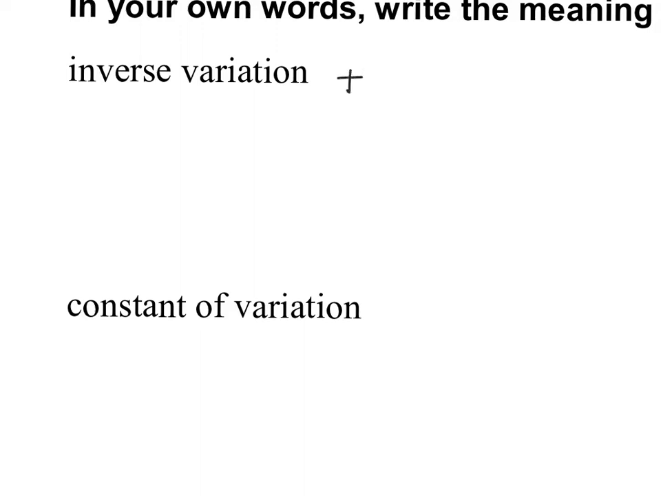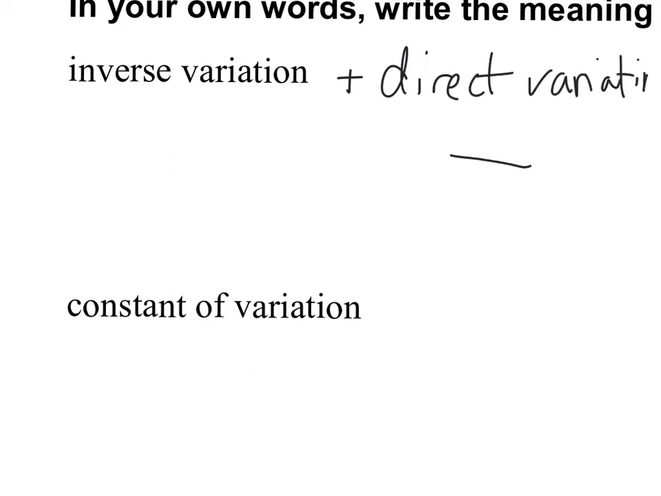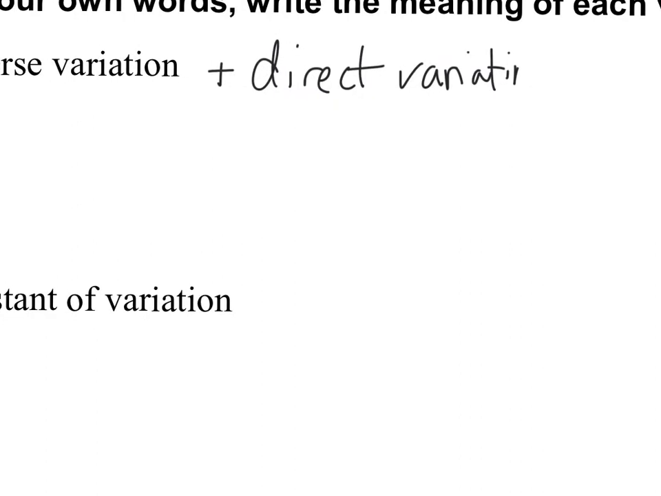So we'll do inverse and direct variation. Oops. It's supposed to be an A. Wow. Let's try this again. That's terrible.